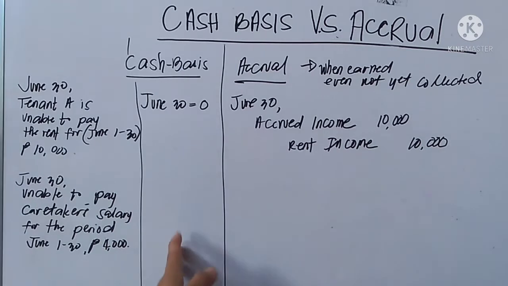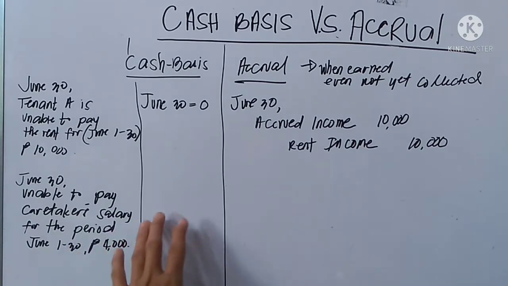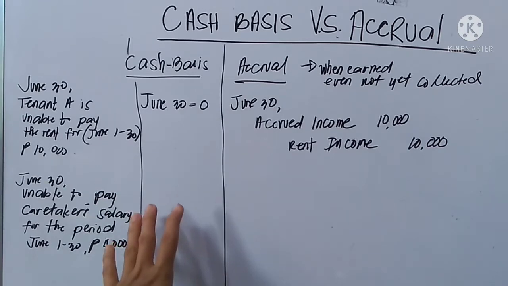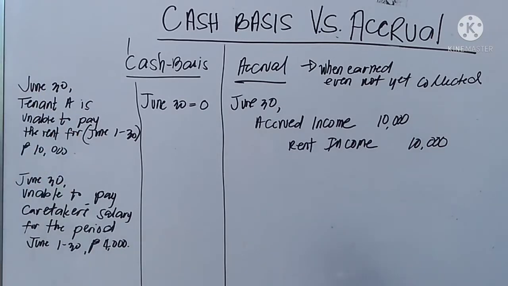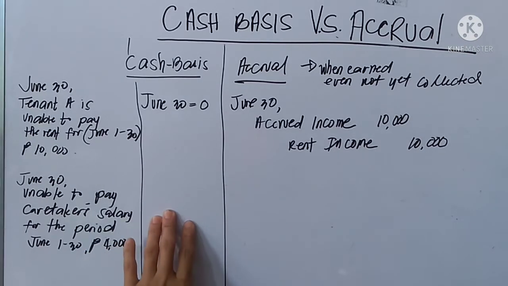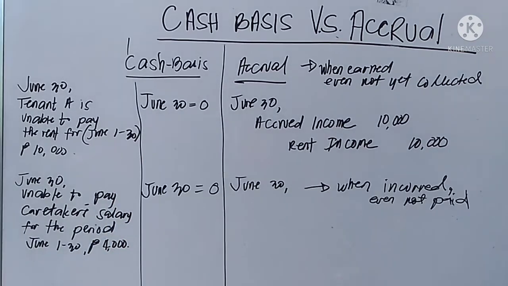So, under cash basis, according to cash basis in recording expenses, we will only record or recognize expenses when it is paid. So that is under the cash basis. Magre-record ka lamang ng expenses kapag nabayaran mo na. Saka mo lang yun i-record. So in our situation here, you are unable to pay, kaya wala ka ring expenses na i-recognize by June 30. So, how about under the accrual accounting?